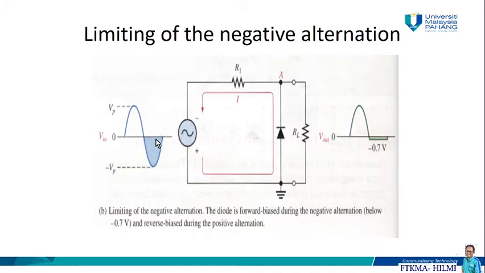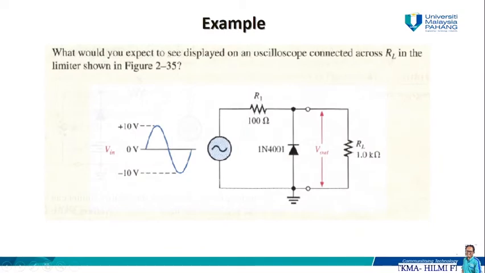But when the input voltage is in negative alternation, this time the current is going to flow in this direction. It will flow through the diode, and the diode is basically going to clip the voltage to only 0.7 volt. So remember that in a parallel circuit, the voltage across the diode and the voltage across the load resistor are going to be the same. Okay, so let's take a look at one example.